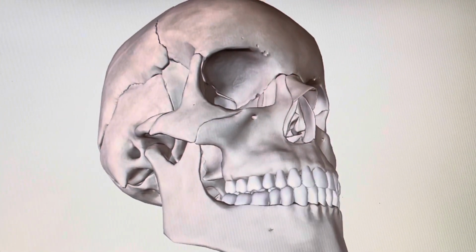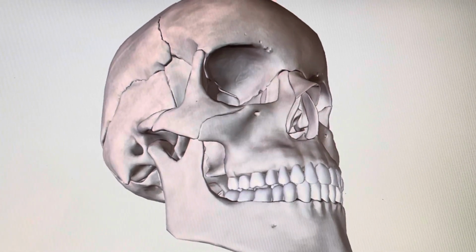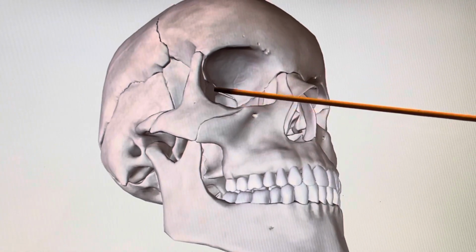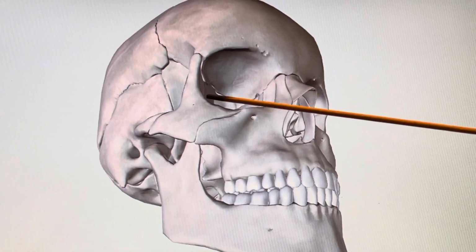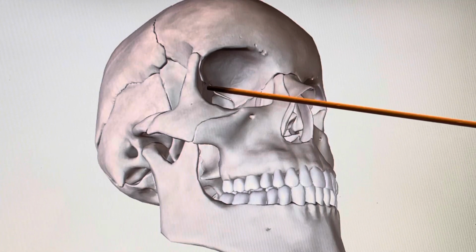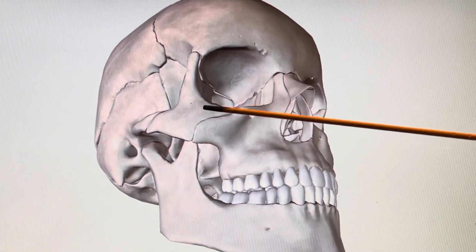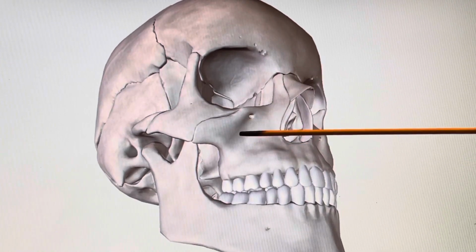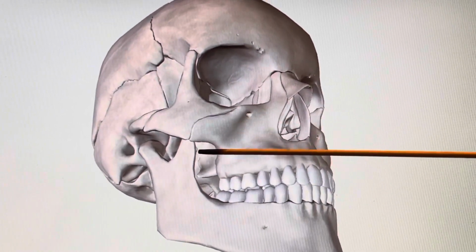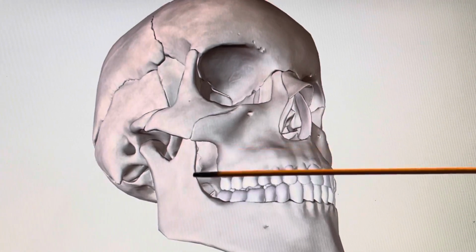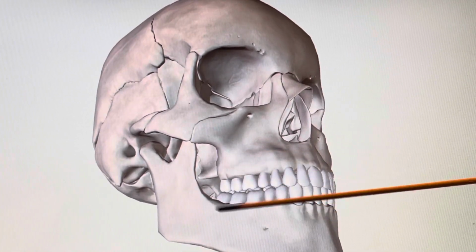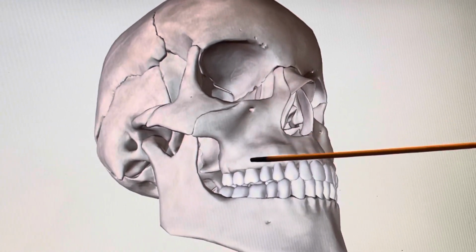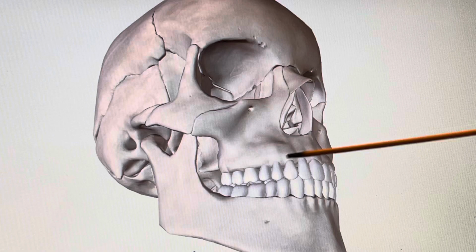As we look at the skull from the side, we will notice there is the sphenoid bone, which is right below the zygomatic bone. Then we'll come over to the mandible. We'll move up to see the maxilla.